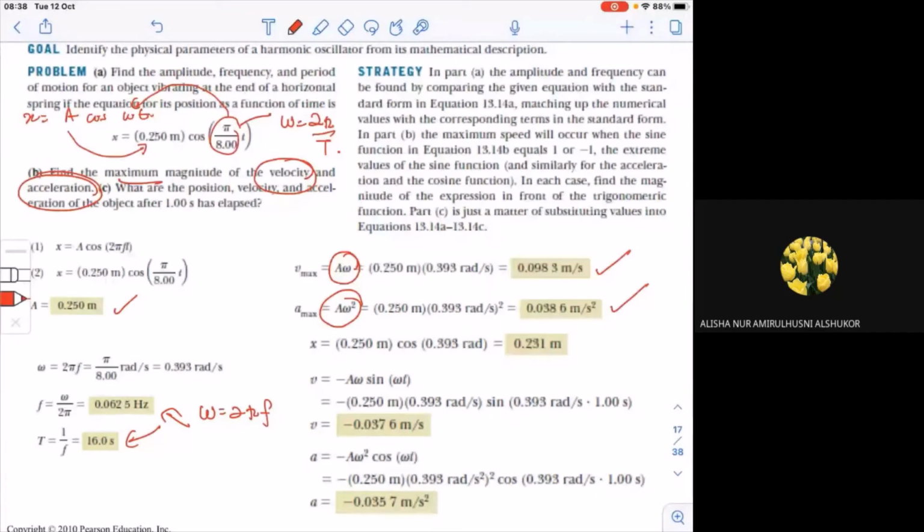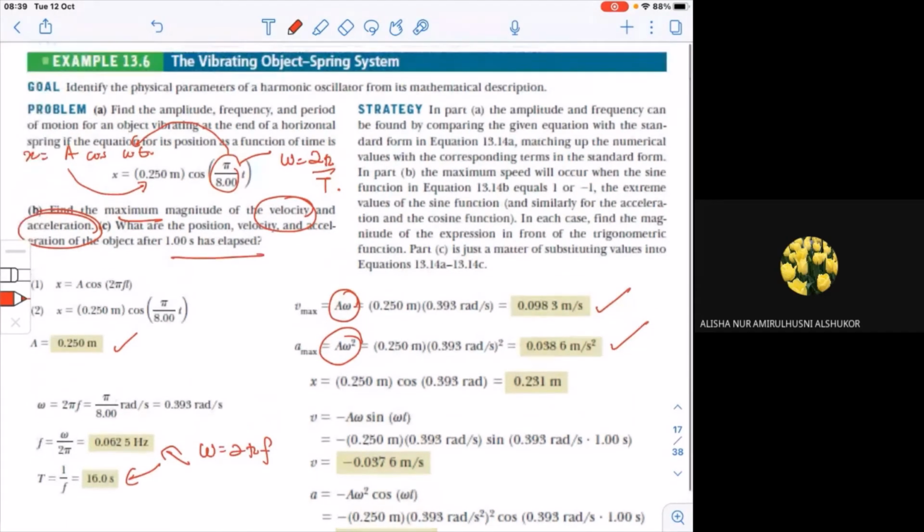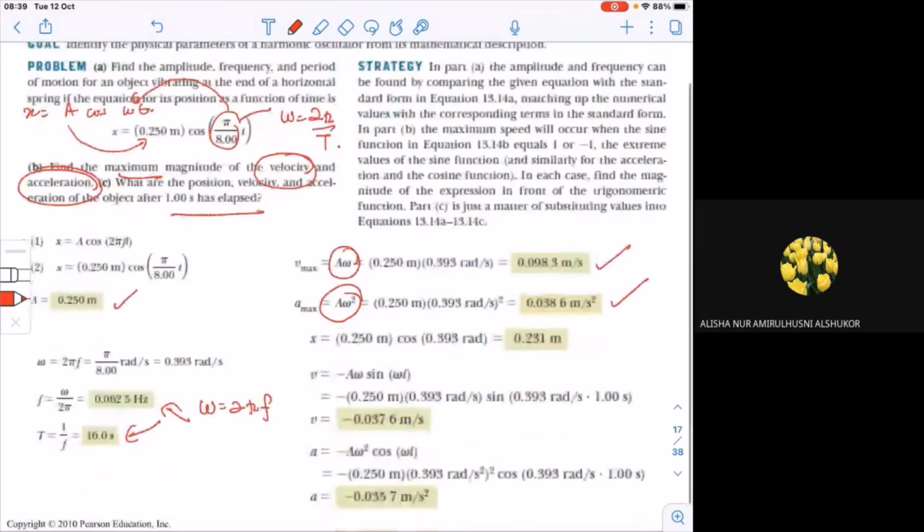And part C is: what are the position, velocity, and acceleration of the object after 1 second has elapsed? That means it includes some time. Again, they are using x, the same equation, but they put the value 1 at t. Everything in the bracket will be calculated in radian mode. So cos 0.393 radian times 0.25, and you will get 0.231 meters.